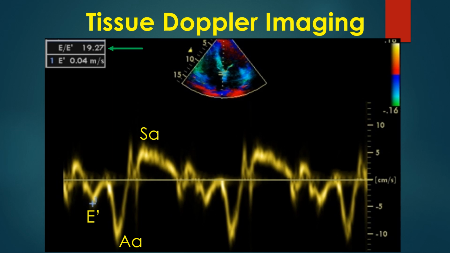The positive wave after AA is the SA wave, representing the systolic myocardial wave recorded as the annulus descends towards the apex. SA at the lateral mitral annulus is a measure of the longitudinal systolic function and correlates with left ventricular ejection fraction.